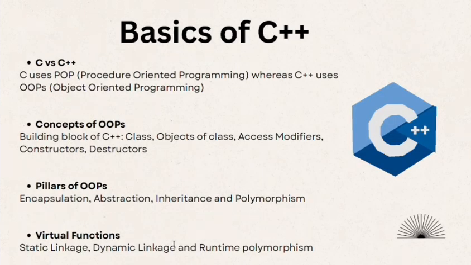Basics of CPP. In this, we'll learn about C and CPP, and how C is different from CPP. C uses POP, that is procedure oriented programming, which focuses on functions only, and it is step by step instructions. Whereas CPP uses OOPS, the concept of OOPS, where object oriented programming focuses on objects and classes, real world modeling.